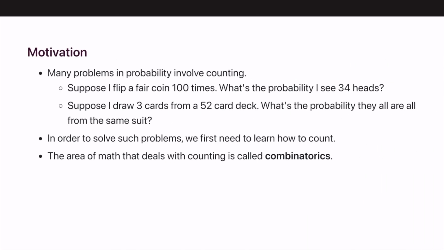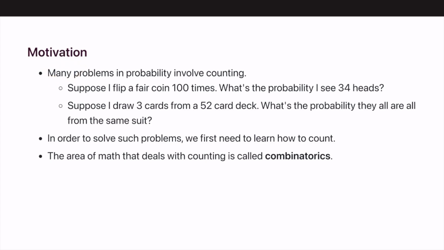The whole idea behind combinatorics is that we have to have some way of expressing how we count things. Certainly many problems in probability involve counting. Flipping a coin and trying to see how many heads you can get is a form of counting. Drawing cards from a deck and seeing if they're all from the same suit is a form of counting outcomes. And how we choose to count things has a lot to say about how we derive and calculate these probabilities.